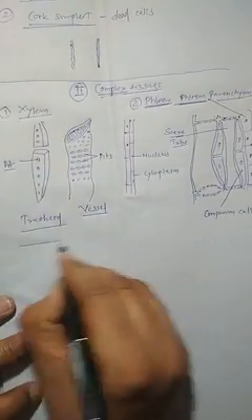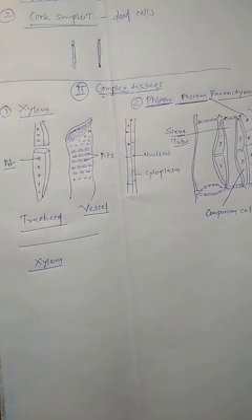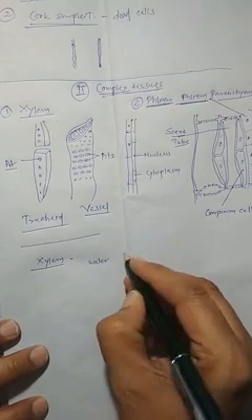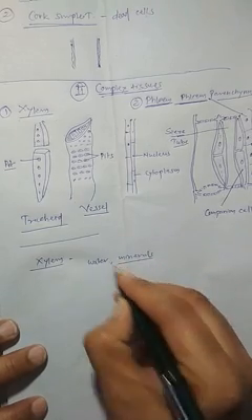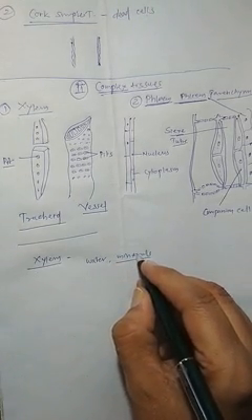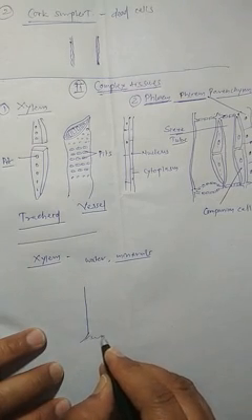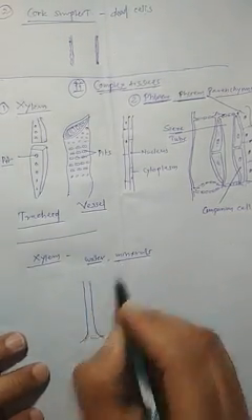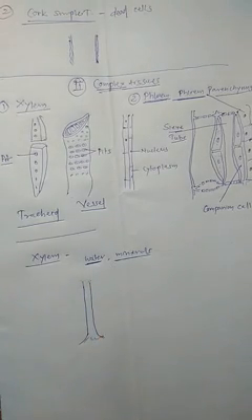Xylem. First we discuss xylem. This is the tissue that transports water and minerals or nutrients from the root to the shoot or the leaf, because water is mainly required in the leaf for making food. Xylem is composed of four types of cells.